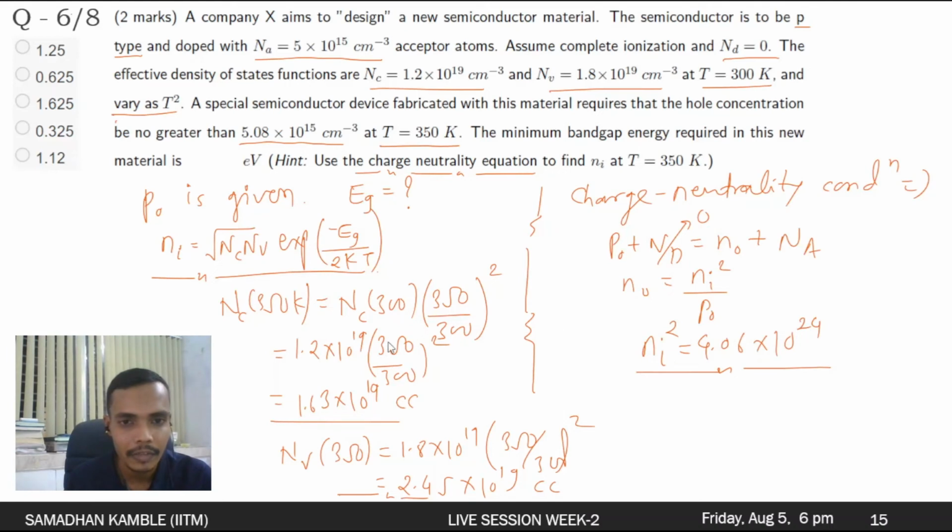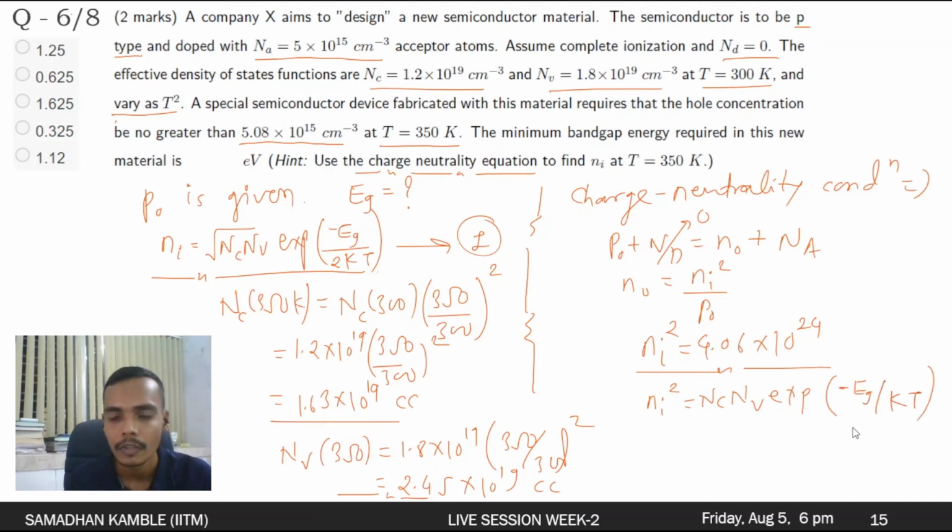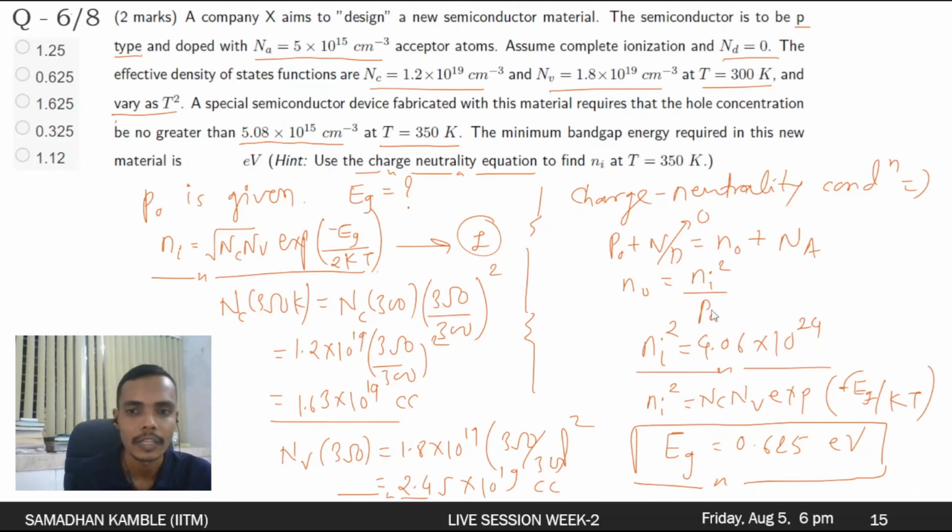Okay, so we have Ni square, we have Nc, we have Nv. So let us put these in this particular equation and we'll find the value of Eg. So Ni square is equal to Nc times Nv with exponential of minus Eg by kT. If you substitute all these values of Ni, Nc and Nv, we can solve for Eg. We can take the logarithm on both sides and we'll end up with Eg equal to around 0.625 electron volt. So I have skipped a couple of steps here, but these are elementary steps. I think you can follow them. So Eg is 0.625.